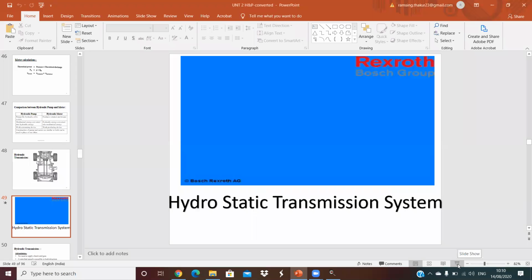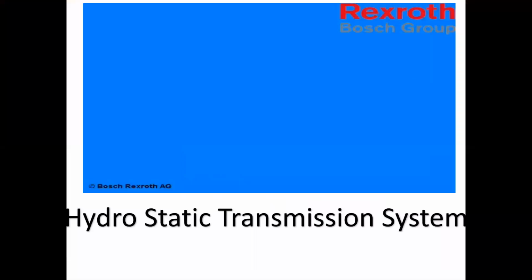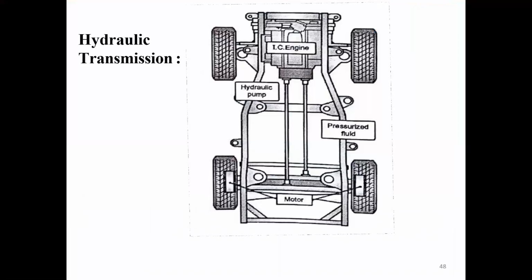Okay, so here we are at the swash plate. When the hand lever is in neutral position, the swash plate is at right angle to the cylinder axis. So no fluid is pumped to the motor and the wheels do not rotate. And when we want to take this vehicle in forward direction, then the hand lever is moved forward.